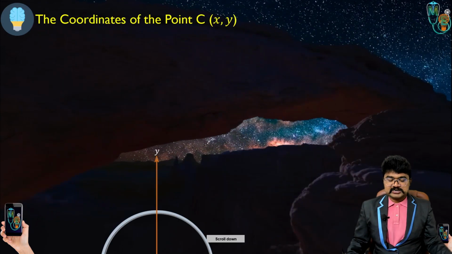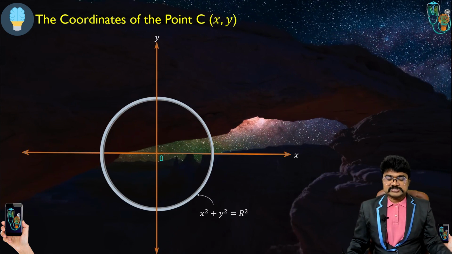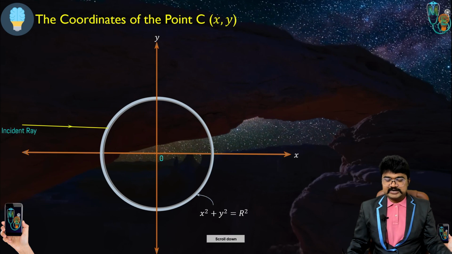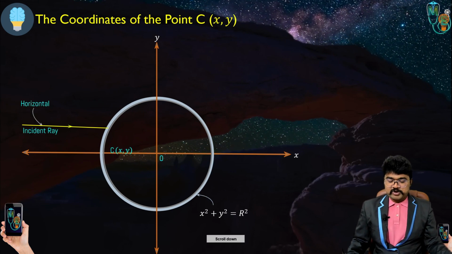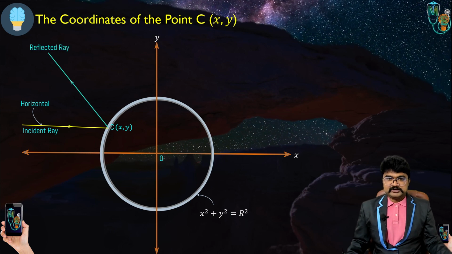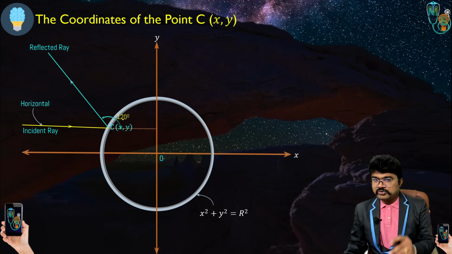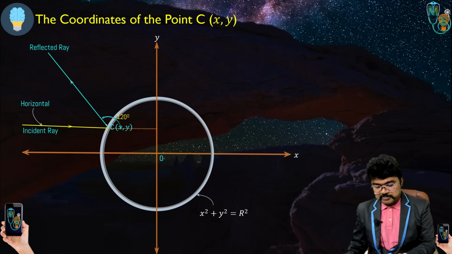So this is the circle, x square plus y square equal to r square. Here the incident ray is horizontal, incident at point C, (x, y). After the reflection, this is the reflected ray. After the reflection, it is deviated by 120 degrees.